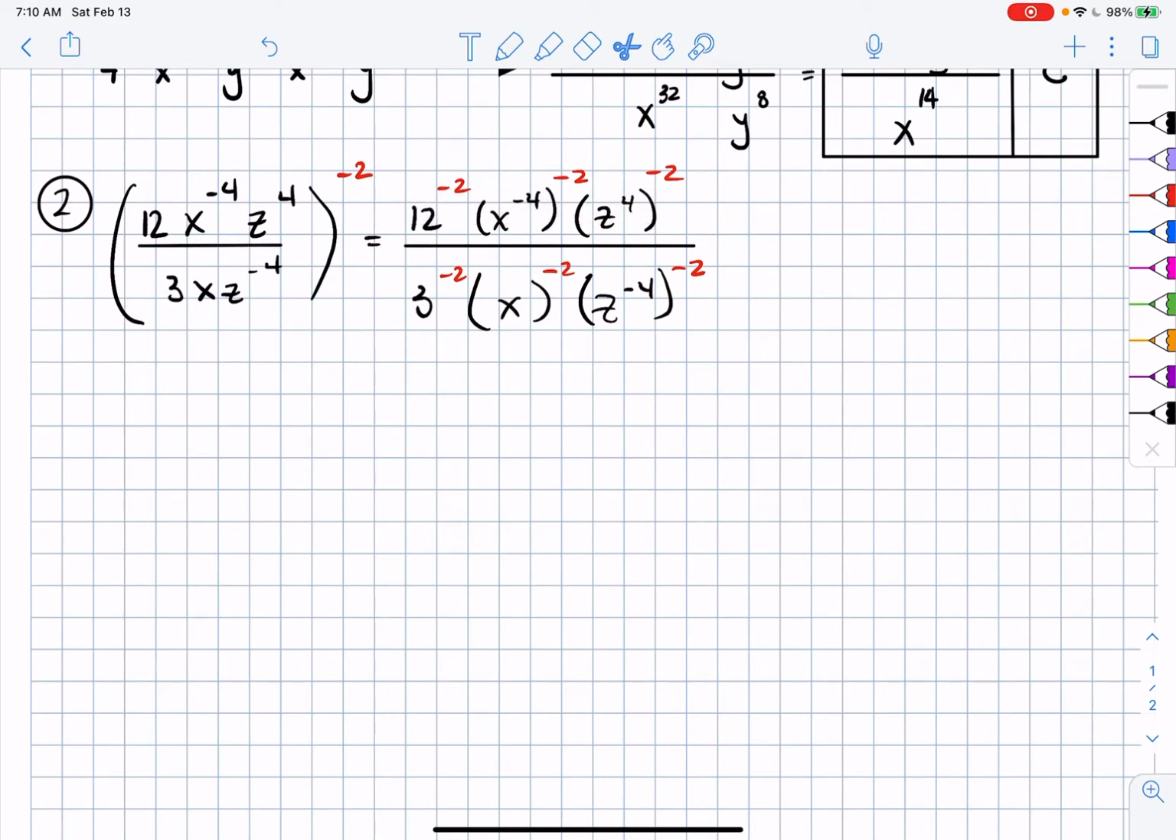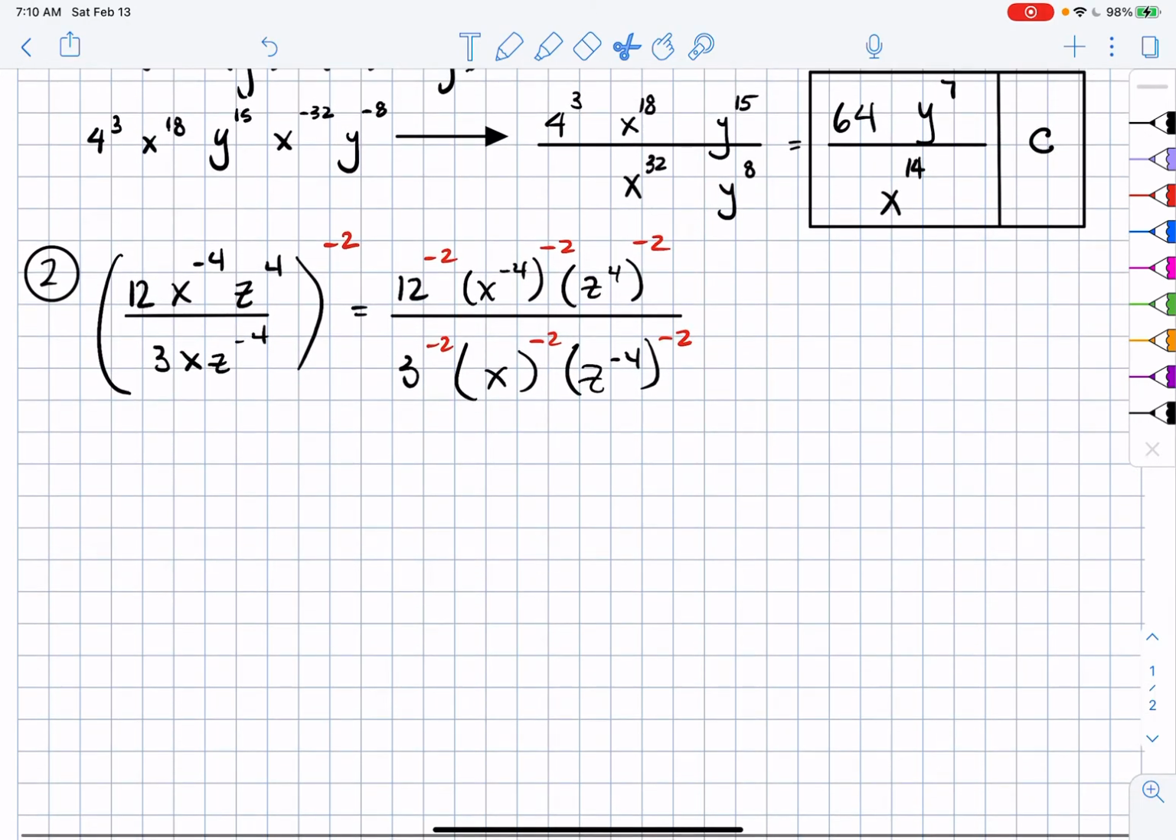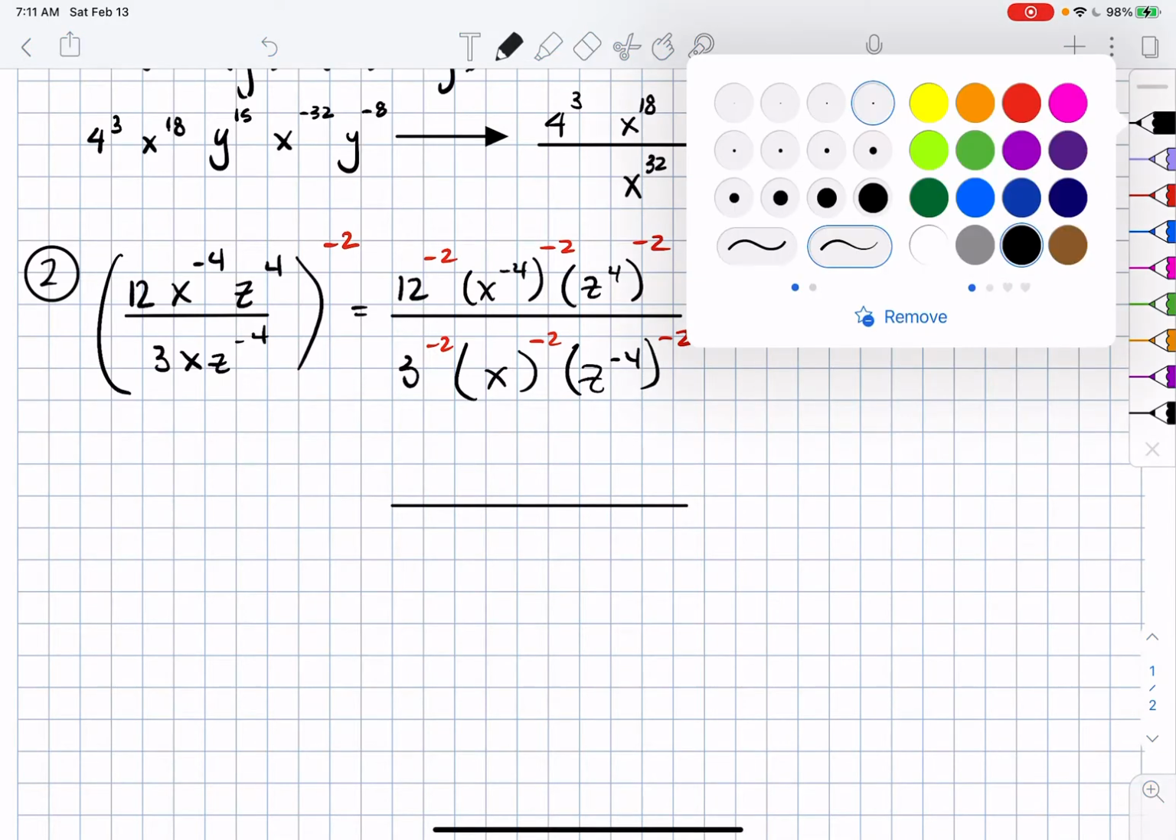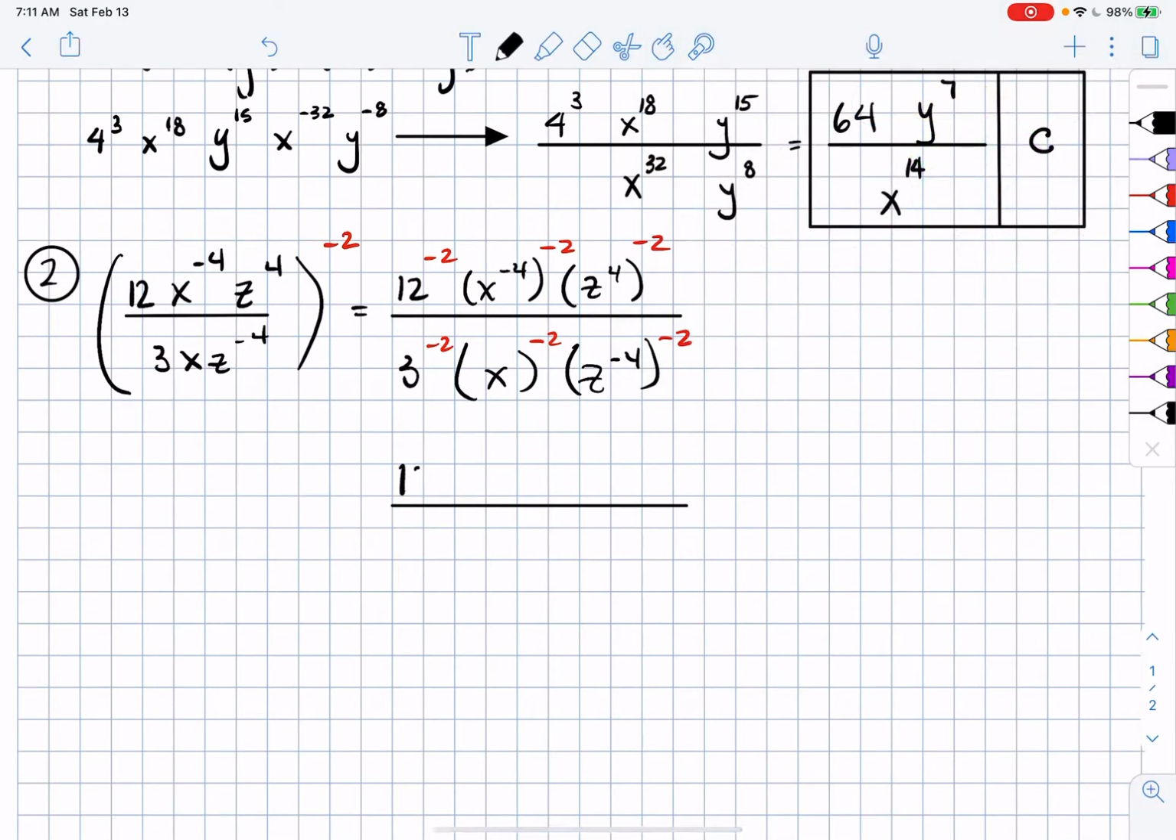Let me finish this up. What I will have is 12 to the negative 2, x to the positive 8, z to the negative 8, 3 to the negative 2, x to the negative 2, and z to the positive 8.